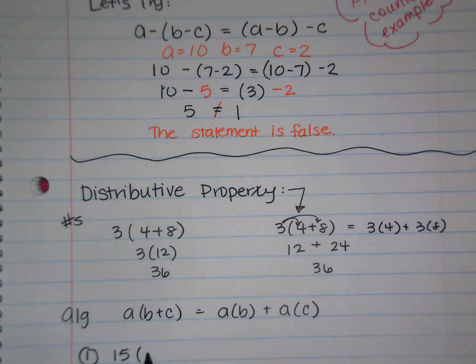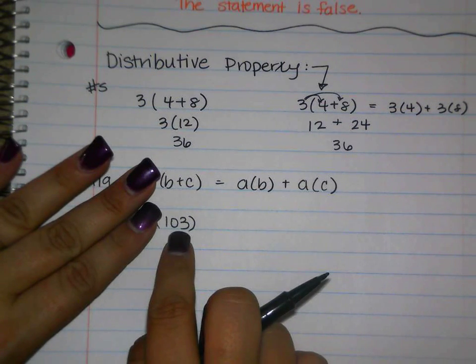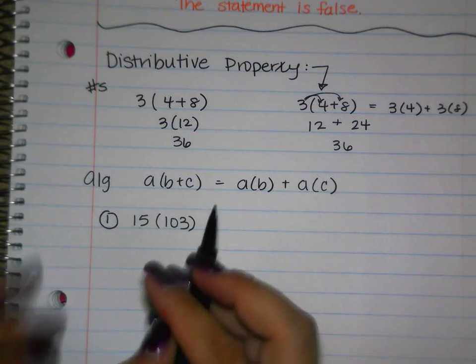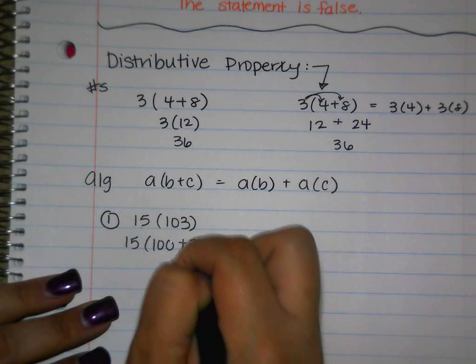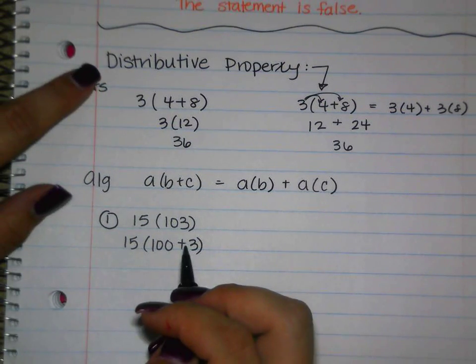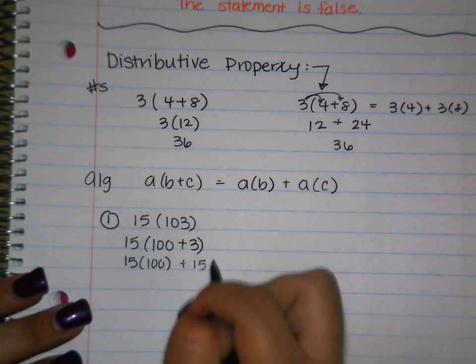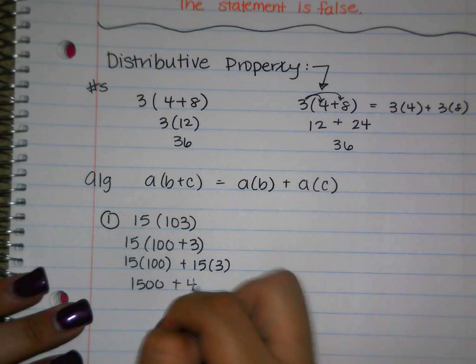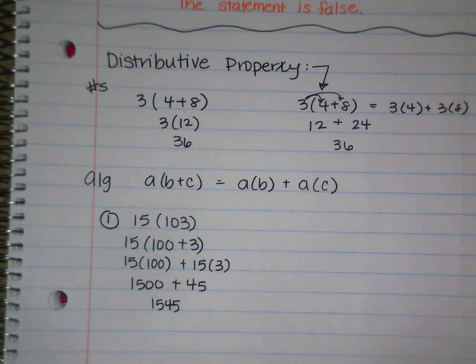Well, if I have 15 times 103, it's not easy to do mental math with that. But what if I use the distributive property and break this up into two really easily handleable pieces, and then multiply by 15? For instance, when I see 103, I see that that's 100 plus 3. So I can say that's 15 times 100 plus 15 times 3, and 15 times 100 is 1500, and 15 times 3 is 45, and that I can easily add to be 1545.